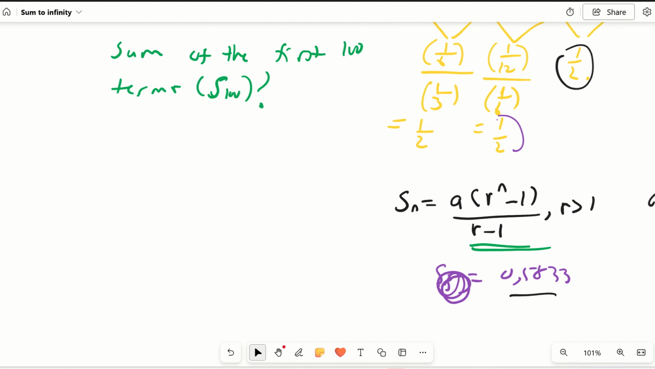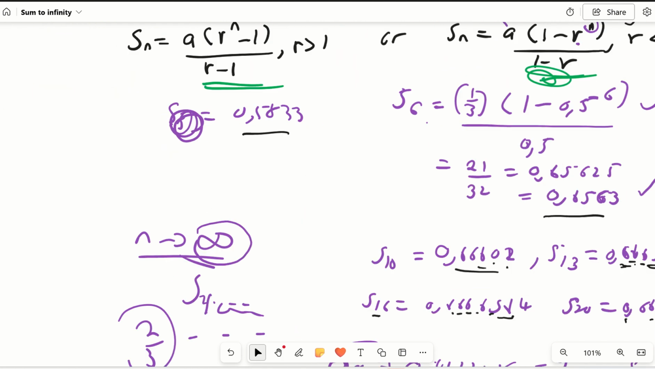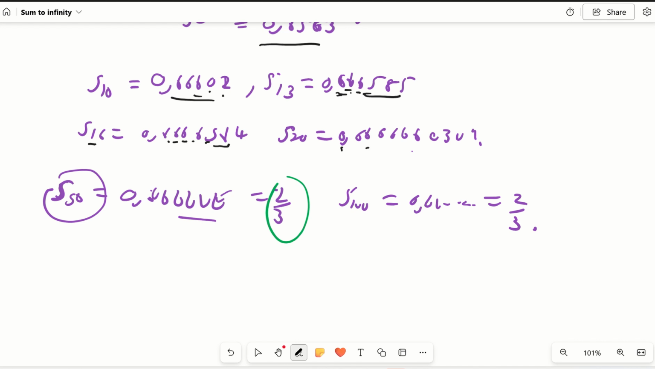A question could come and say, what is the sum to infinity? What does this question mean? It just means they're looking for this 2/3. Like, what is the answer to which the Sn gets to when n approaches infinity? It is 2/3 in this specific example. So that's what they're looking for.